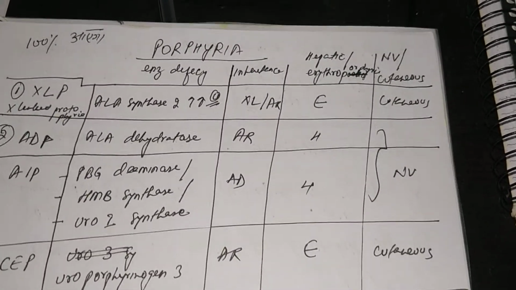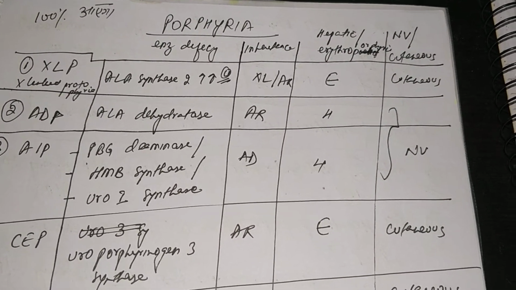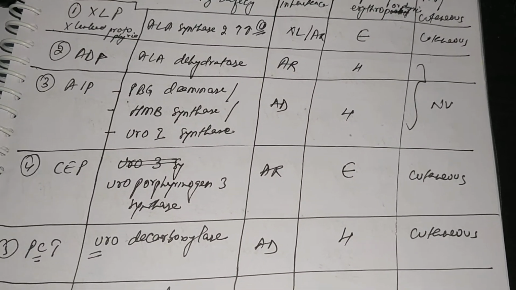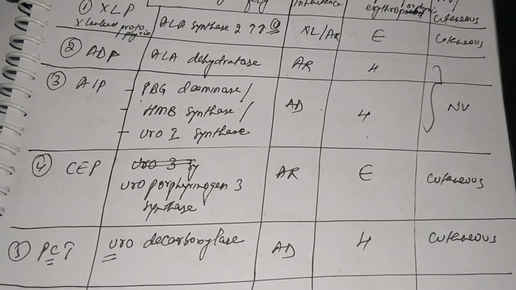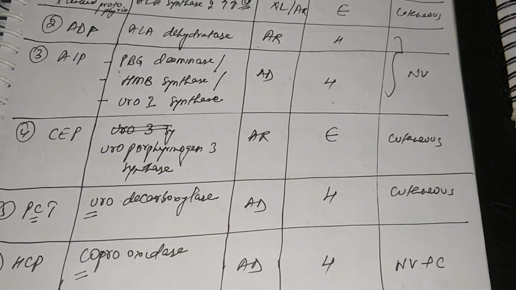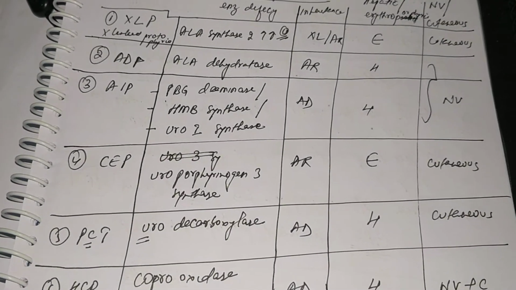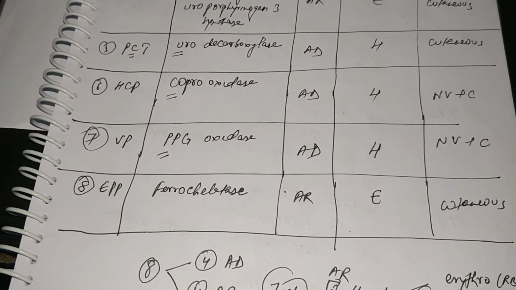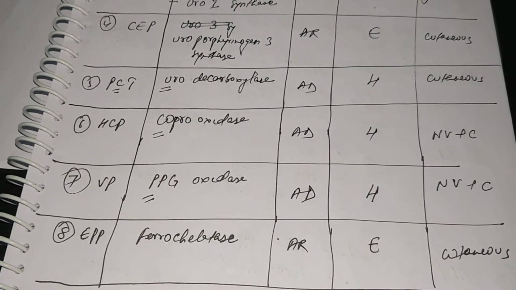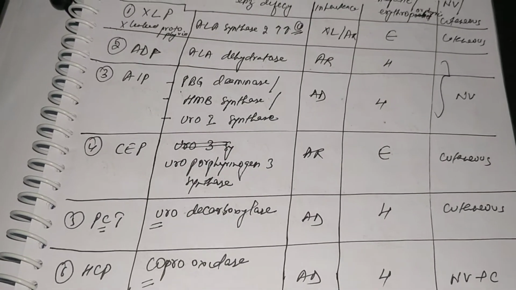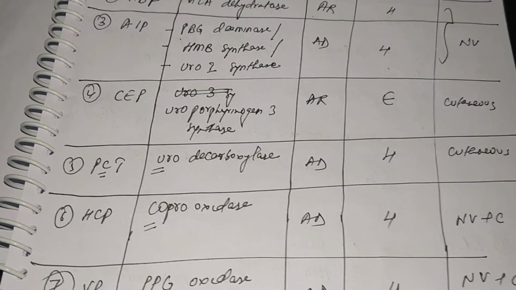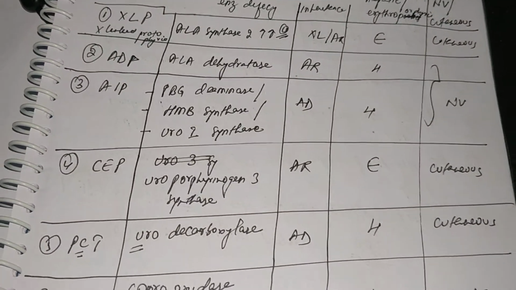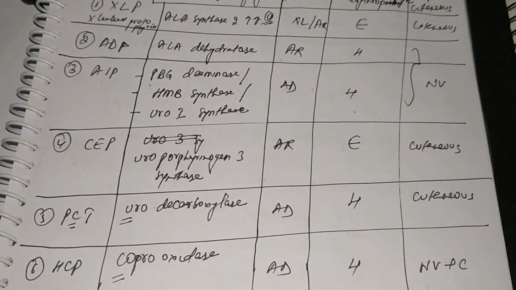Third is whether it is hepatic porphyria or erythropoietic porphyria. Only 3 porphyrias are erythropoietic porphyrias, the EEE. The first one is X-linked protoporphyria, second is CEP, and the last one is EPP. Because EPP has erythroid, even congenital erythropoietic porphyria has erythroid, and the X-linked protoporphyria also has erythroid. And the rest will be hepatic porphyrias.